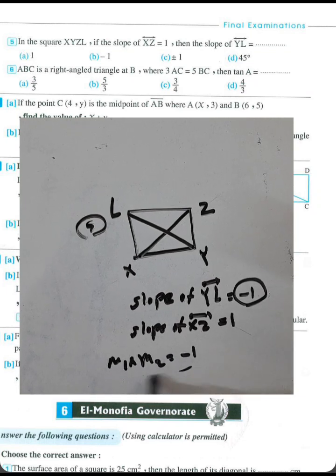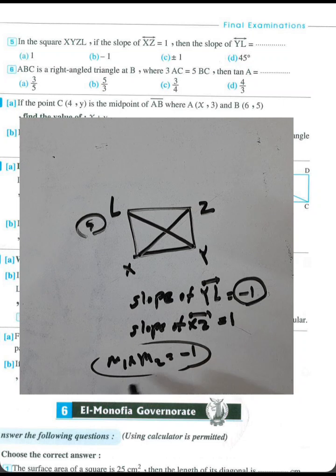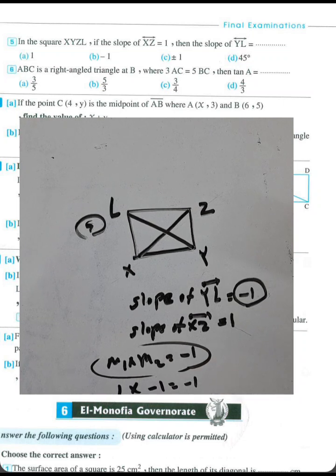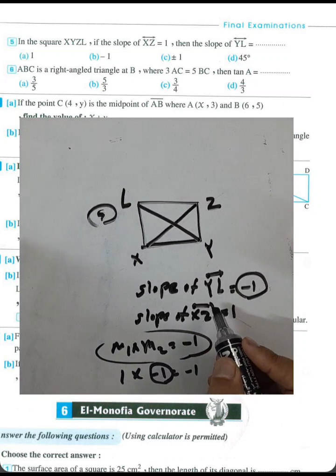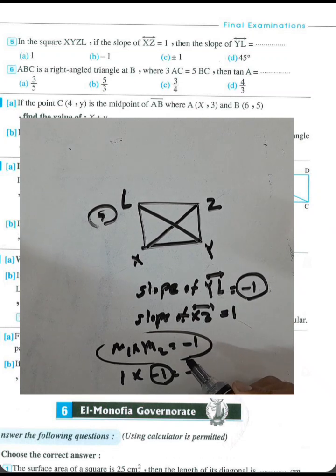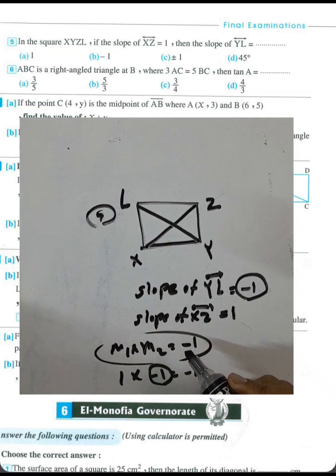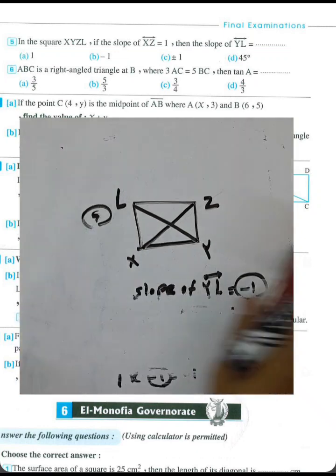equals negative 1. Then 1 times what equals negative 1? 1 times negative 1 equals negative 1. Then the slope of the straight line YL will be negative 1. Okay. Question number 5, choose letter B as the solution.